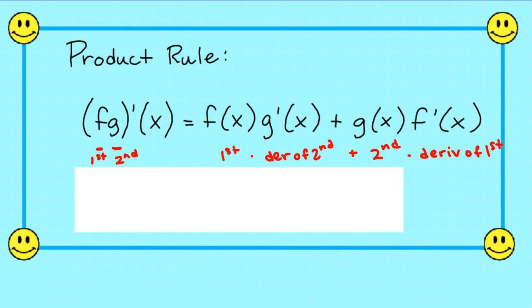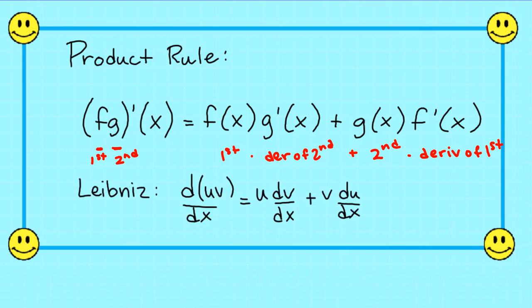And then for your Leibniz notation, for all of you Leibniz fans out there, u times v is the product. So u is the first, v is the second, and we see again the first times the derivative of the second. The derivative of v is dv dx, plus the second times the derivative of the first. The derivative of u is du dx. So no matter how you write it, it's the first times the derivative of the second plus the second times the derivative of the first.